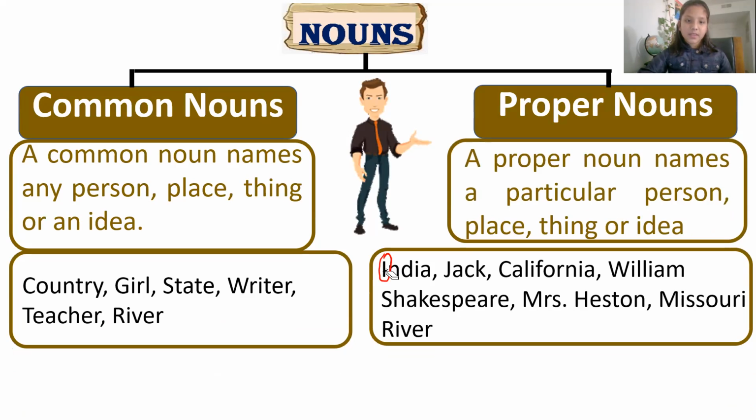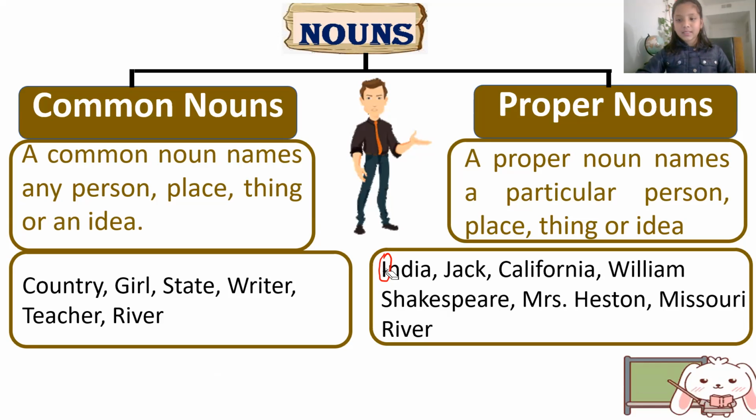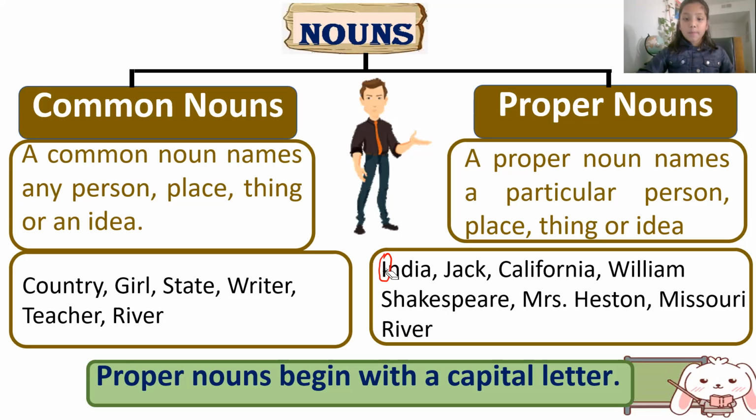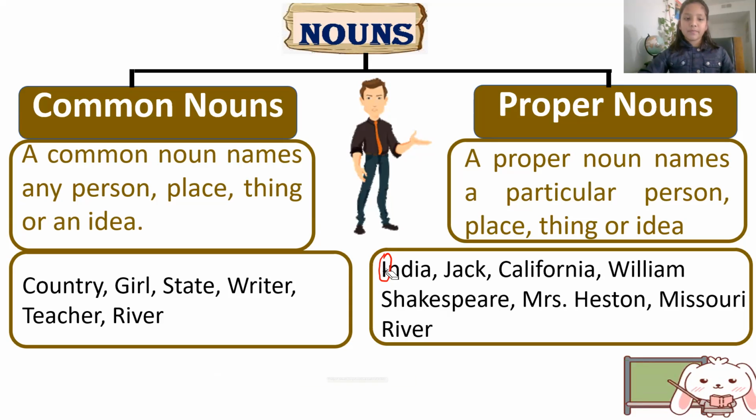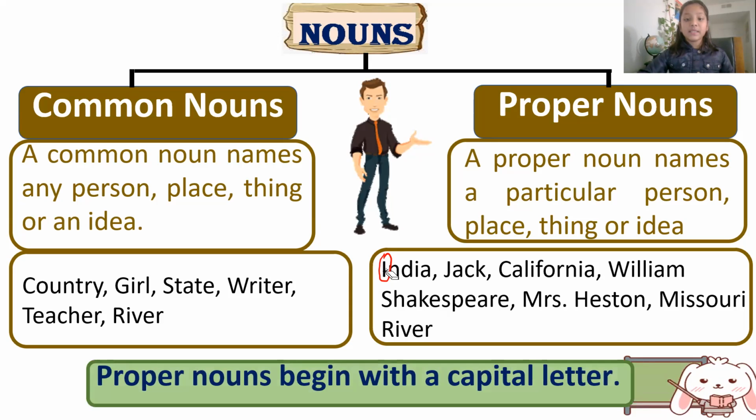As you can see, for a specific or particular country, it would be India. Like state, California, boy, Jack, writer, William Shakespeare, teacher, Mrs. Hudson, river, Missouri River. Remember, proper nouns begin with a capital letter in a sentence. Say it with me. Proper nouns begin with a capital letter in a sentence. Great job.